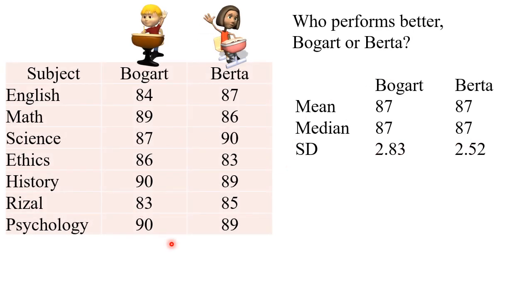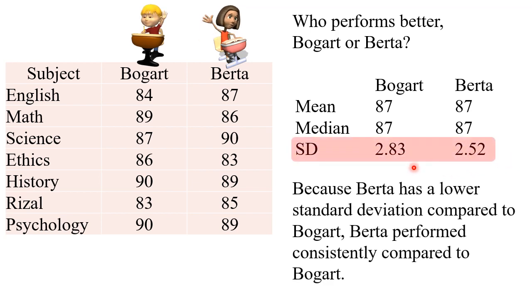Going back again to this table, the means are the same, the medians are the same, but in this case, their standard deviations now are different. So this is where we can see clearly that because Berta has a lower standard deviation of 2.52 compared to Bogart's of 2.83, therefore Berta performs consistently compared to Bogart. So the grades of Berta are closer to one another compared to the grades of Bogart. Thus, in terms of consistency, class, Berta's grades are more consistent compared to Bogart's.